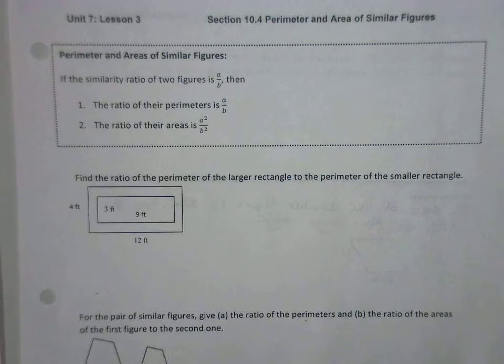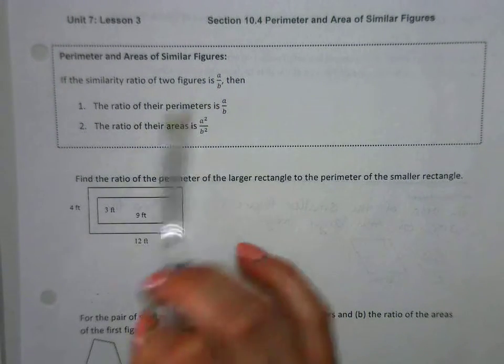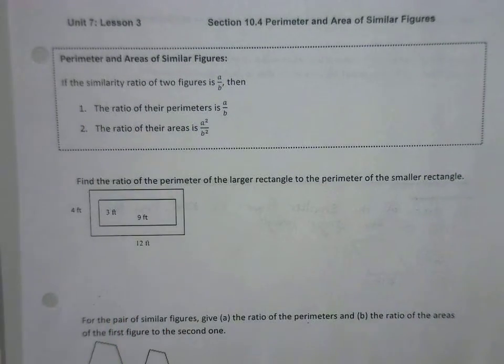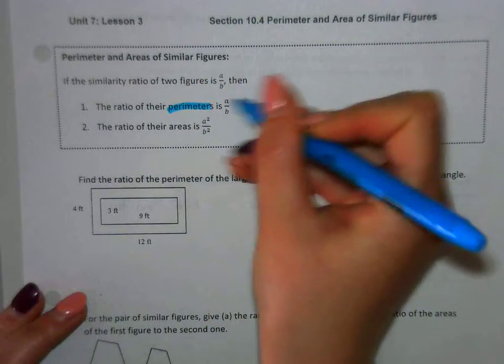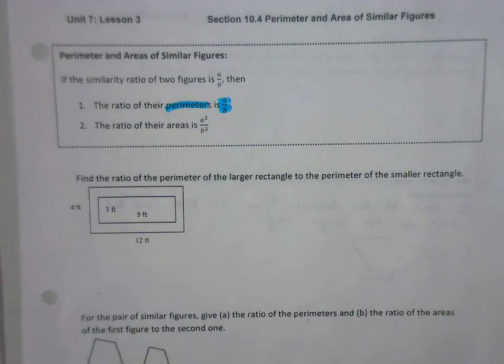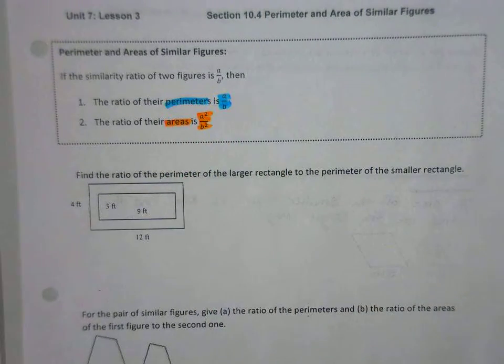Today we're going to be looking at the perimeter and area of similar figures. So if the similar ratio of two figures is A divided by B, then the ratio of their perimeters is A divided by B. So if we're working with perimeters, we're taking the side lengths. The ratio of their areas then is A squared divided by B squared.